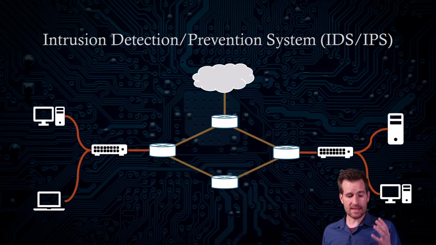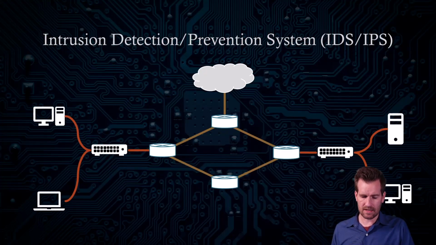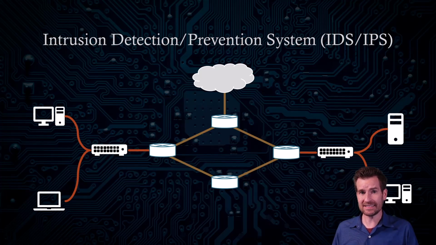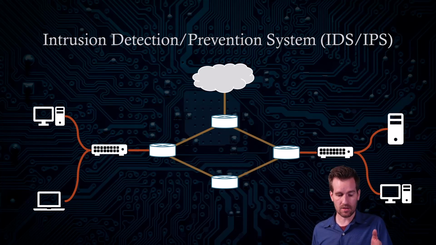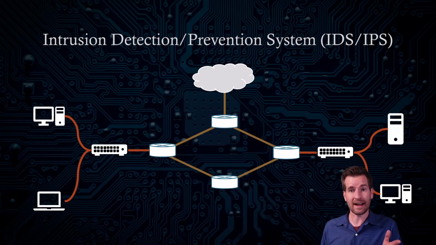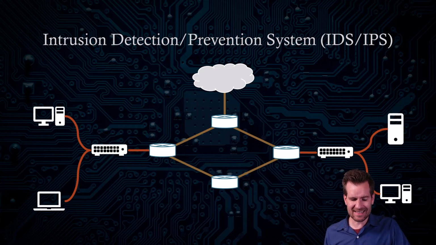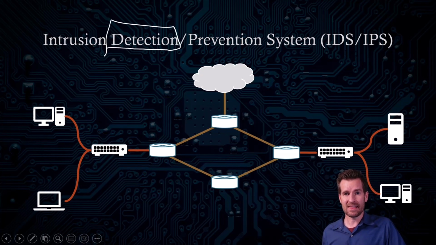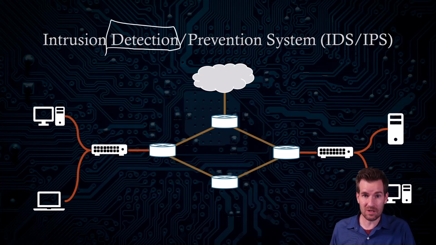We did mention the host-based intrusion detection system or host-based intrusion prevention system. Let's talk about what an intrusion detection or prevention system is, or we call it an IDS/IPS. An intrusion detection system is going to detect if there's anything that's coming into your network that shouldn't be coming into your network.